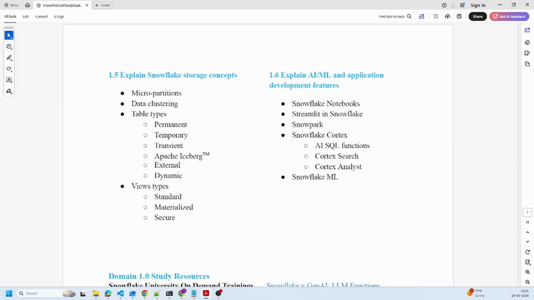high level. For example, Snowpark lets you run Python, Java, or Scala inside Snowflake, using the same compute and security model. That means no data movement, no external processing, better performance. Cortex brings AI directly into SQL, things like sentiment analysis, search, and LLM-powered functions. You don't need to memorize function names. You need to understand use cases.